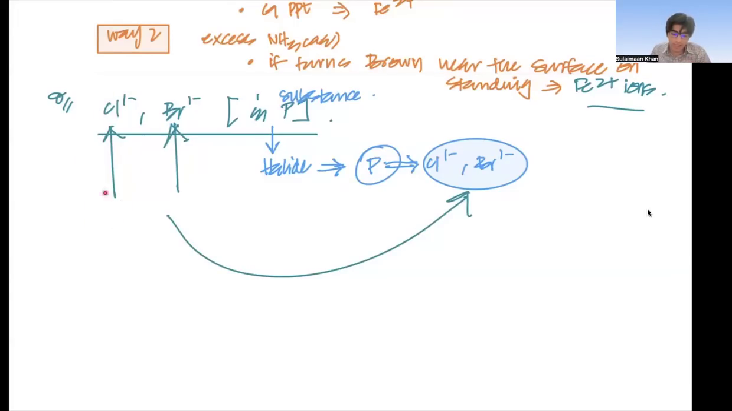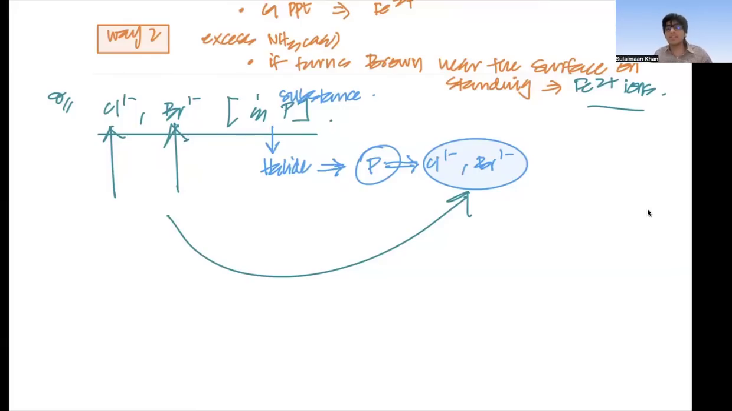Acidify solution A, let's suppose this is solution A and that's solution B, with nitric acid followed by silver nitrate. Acidify solution B with nitric acid followed by silver nitrate. Compare the precipitate formed with P to figure out whether it's the chloride ion or the bromide ion. So this came in 2024. Oh, we did this in the past paper session. Oh yes, I forgot.